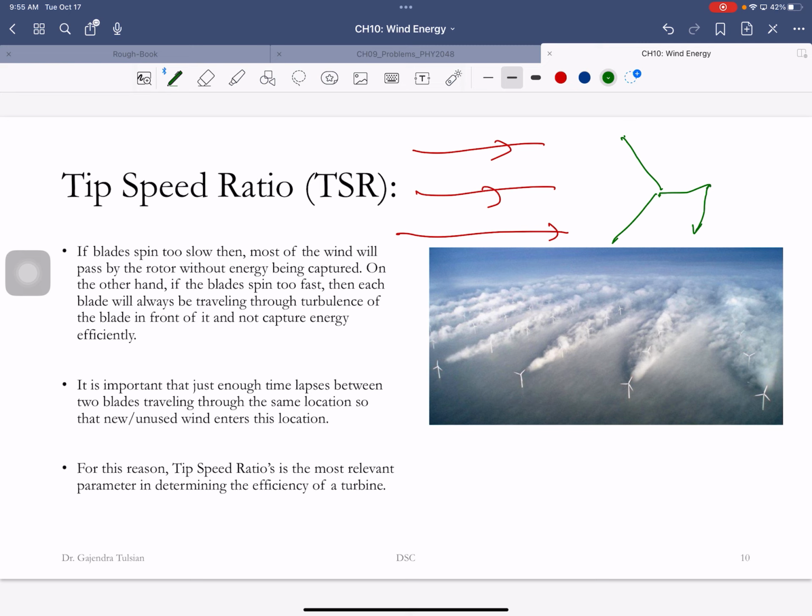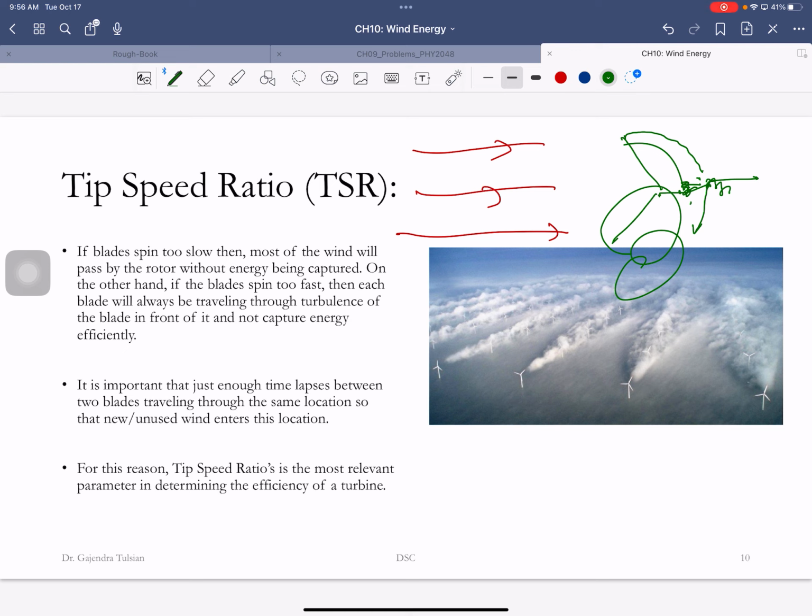When this blade rotates, it creates turbulence. And you don't want this blade to go through the turbulence. If this blade goes through the turbulence, it can't capture energy efficiently. So what you want is for this turbulence to blow away and this blade to pass through clean air. So you guys understand now that you don't want the blade spinning too fast. Blade spinning too fast is bad.